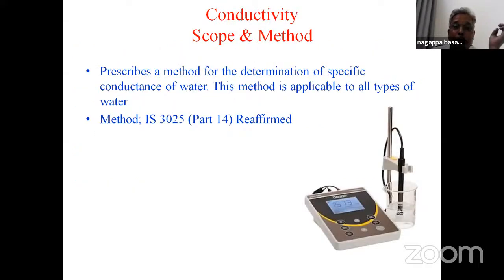Then coming to conductivity. Conductivity is more important for surface water, groundwater, or borewell water, any water except wastewater. Generally, we are not measuring conductivity in water containing organic waste, because organic molecules and organic ions are sometimes non-conductive. That's why only for surface water and groundwater we do the conductivity measurement, using IS 3025 part 14.